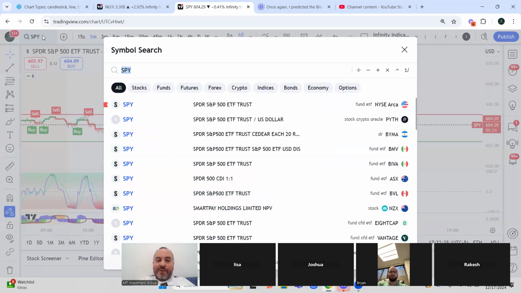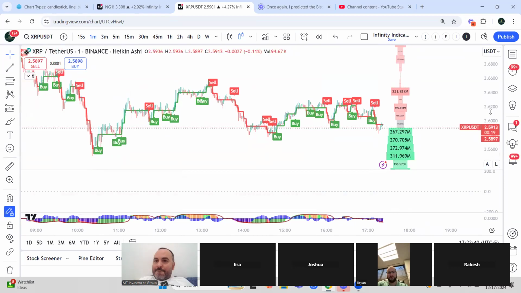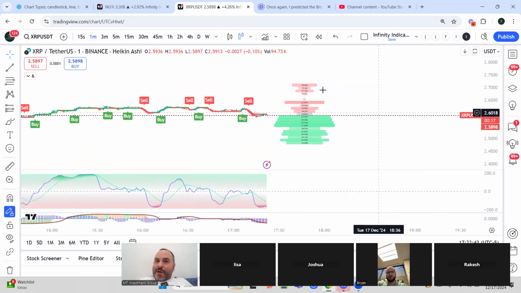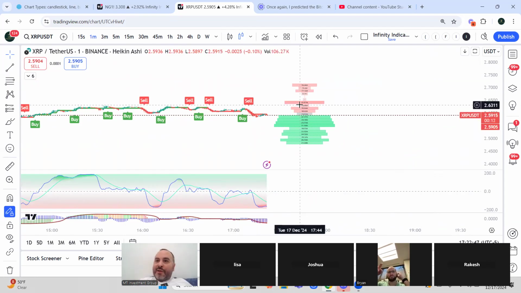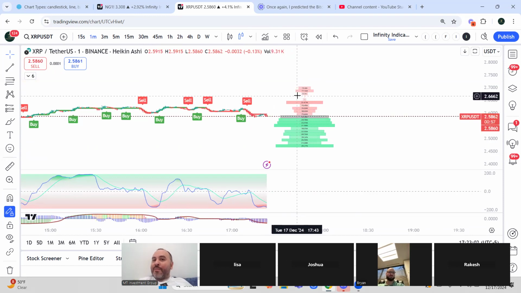Let me just see if I can find one. Okay, so areas like right here. You have some resistance on XRP around 260-ish. And see how that just changed? It's dynamic. It's changing in real time. But if we get above that, we can move very quickly through this area.